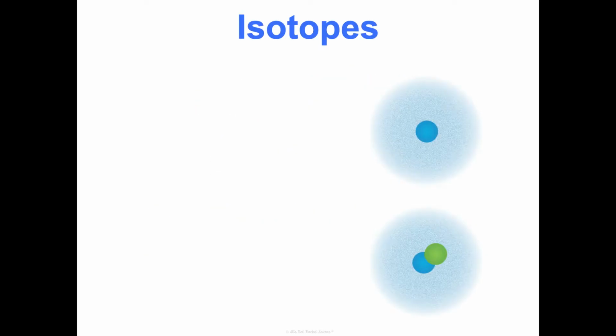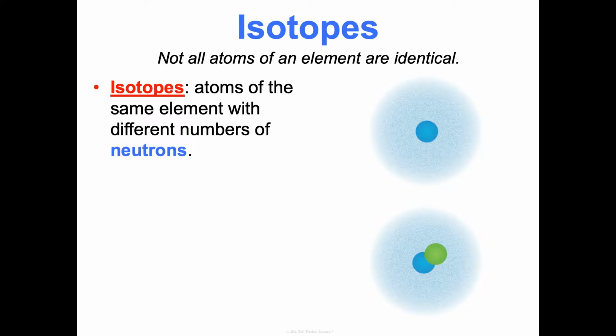So let's talk about isotopes. Not all atoms of an element are identical. Not all hydrogen atoms are the same. Not all carbon atoms are the same. And isotopes are what makes them different. Isotopes are atoms of the same element. So they're going to have the same number of protons, the same atomic number, because remember, that's what determines the identity of an atom. So that's going to be the same. But the number of neutrons in the isotope is going to be different.